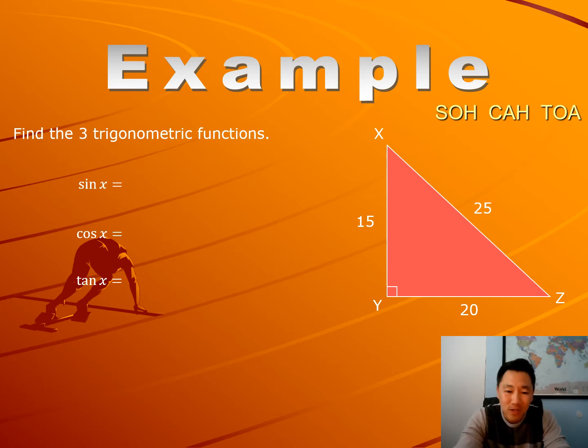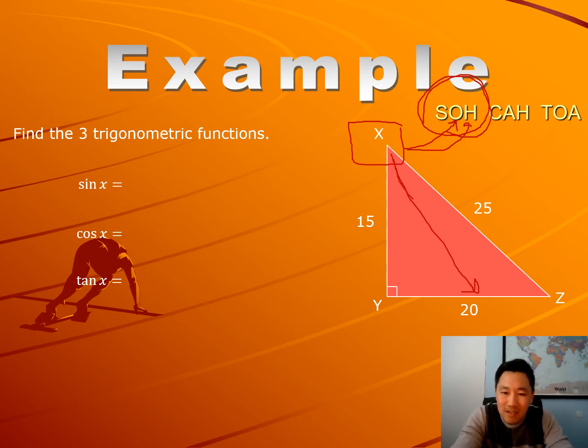All right, so the first thing we're going to do is sine of x. Now what does sine mean? I wrote it up here. It means the opposite side over the hypotenuse side. So if you look at x, what's the opposite of x? The 20. And what's the hypotenuse of x? The 25. So sine of x is equal to 20 over 25. Reduce your answer, 4 over 5.